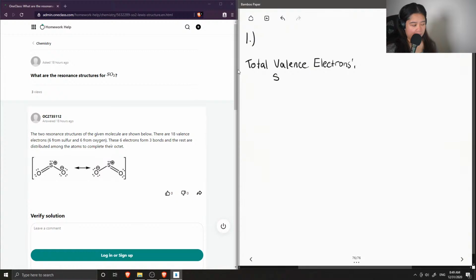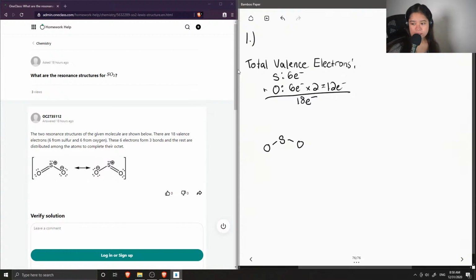So in the case of sulfur, it has 6 valence electrons, and in the case of oxygen, it also has 6, but there are 2 atoms of oxygen, so I'll be multiplying this by 2. And then when we add them all up, we end up getting a total of 18 valence electrons. Okay, so now I'm going to draw sulfur as the central atom and the oxygens as the terminal atoms.